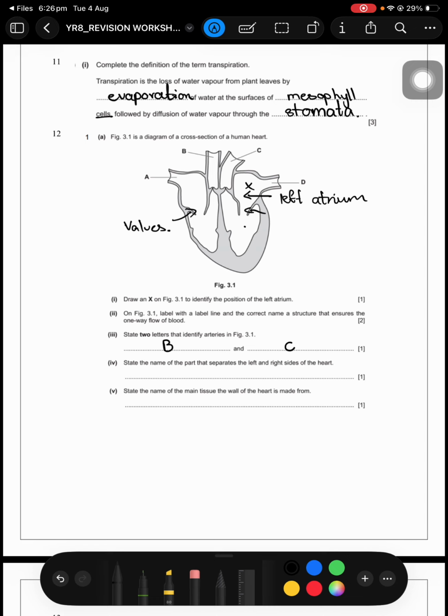State the name of the part that separates the left and right sides of the heart. We already saw this question, similar, which is called the septum above. State the name of the main tissue the wall of the heart is made from. It's made from cardiac tissue or cardiac muscles.